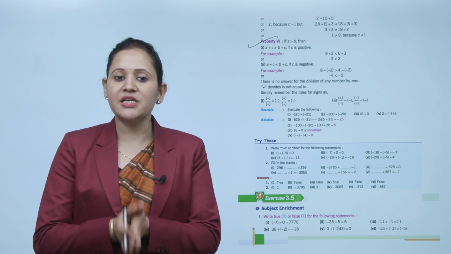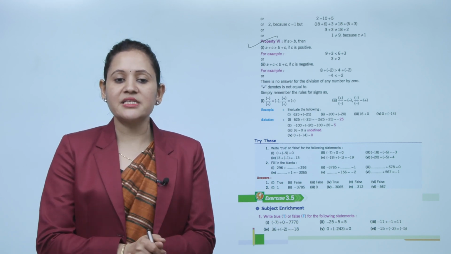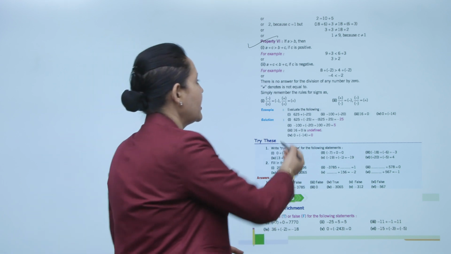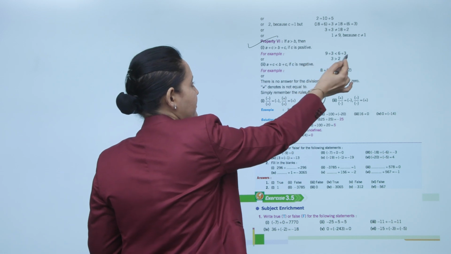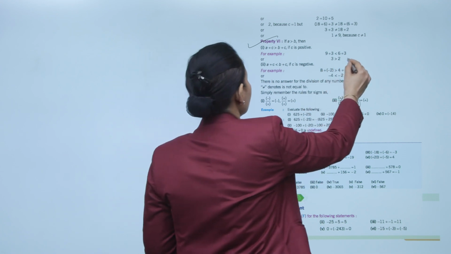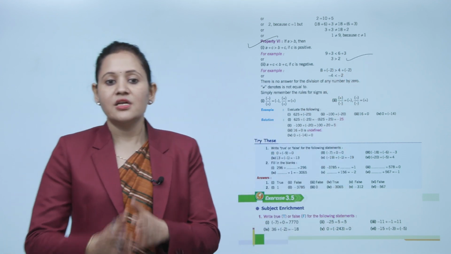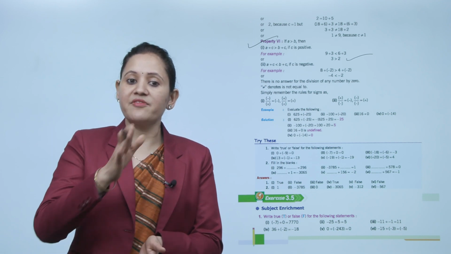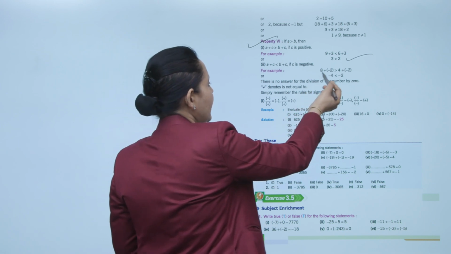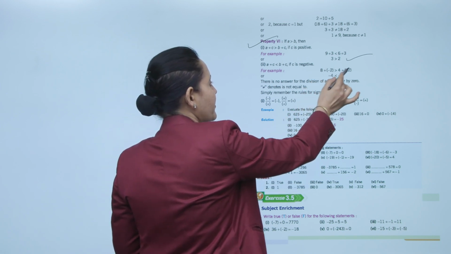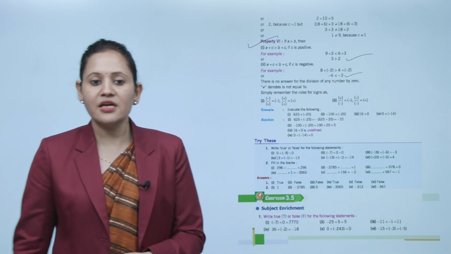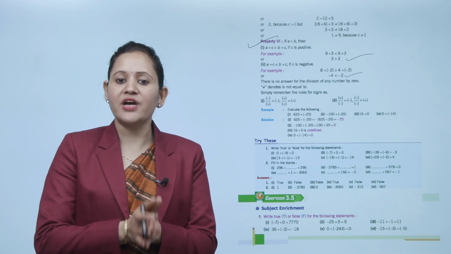Next, property 6. If A is greater than B, then A divided by C is greater than B divided by C if C is positive. Like here, 9 divided by 3 is 3, and 6 divided by 3 is 2. A divided by C is less than B divided by C if C is negative. If C is negative, 8 divided by minus 2 is minus 4, and 4 divided by minus 2 is minus 2, and minus 4 is less than minus 2. Clear? There is no answer for the division of any number by 0.